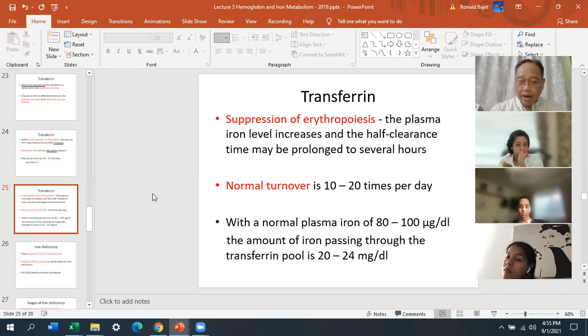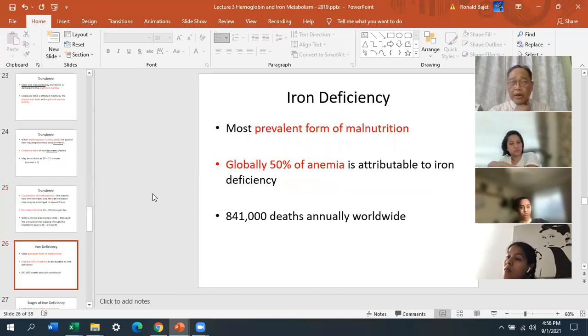And with a normal plasma iron of 80 to 100, the amount of iron passing through the transferrin pool is 20 to 24 milligrams per deciliter. Those last few points on the turnover and the normal plasma iron, etc., you notice it's not red, so it's just information for you to digest. Okay, that's it for iron metabolism.